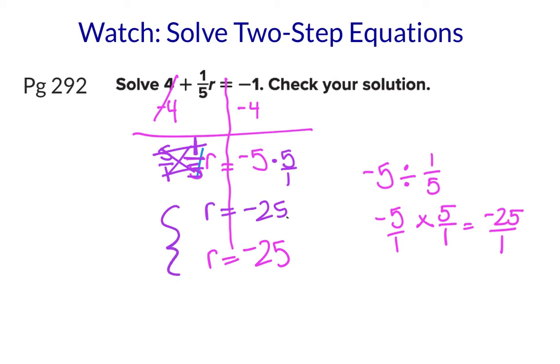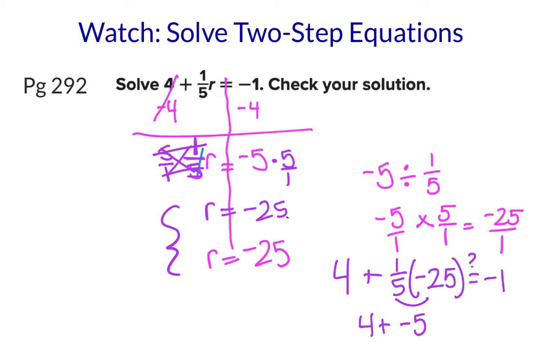All right, so to check our solution now, because it does ask us to check it, we need to plug that answer back into our original equation and then see if it's a true statement. So I have 4 plus 1/5 times, now instead of r, I'm going to put what I got for r and see if it equals -1. And I've got 1/5 times -25. Well, that's -5. And when I add 4 to that, I'm wondering, do I get -1? Well, 4 plus -5 is -1. -1 equals -1. It checks. My answer of -25 is correct.